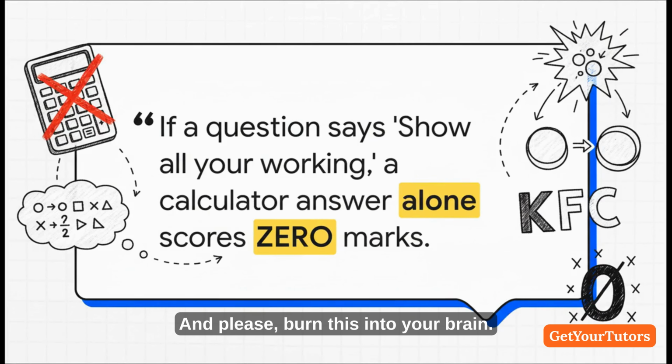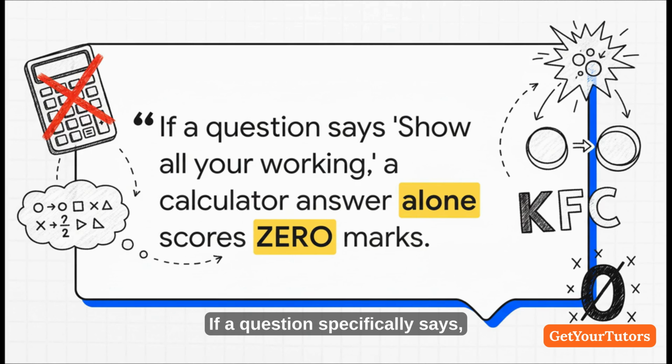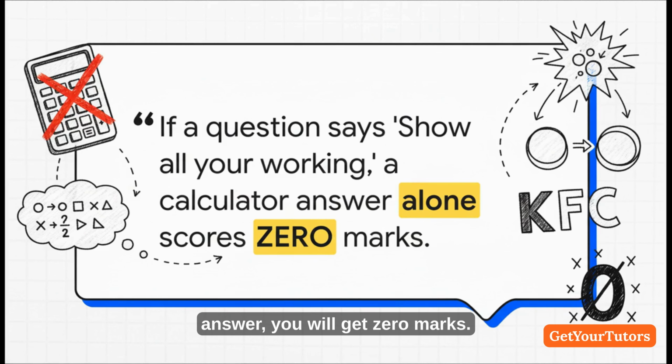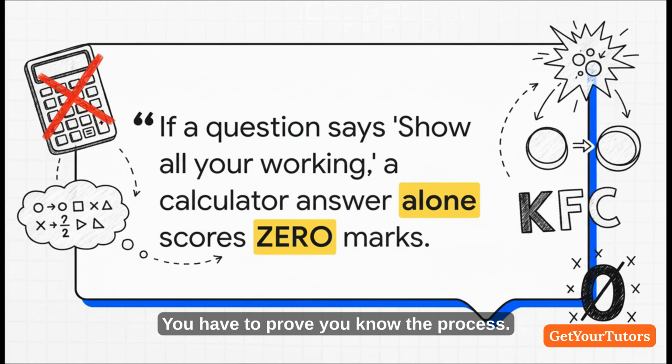And please, burn this into your brain. This might be the biggest piece of exam advice I can give you. If a question specifically says, show all your working, and you just punch it into your calculator and write down the answer, you will get 0 marks. I'm not kidding, 0. You have to show your steps, show the conversions, show the common denominators, show the KFC method. You have to prove you know the process.